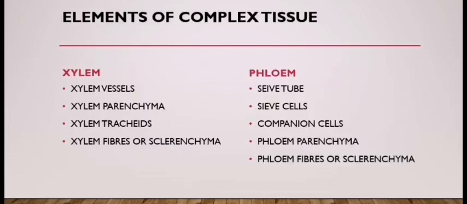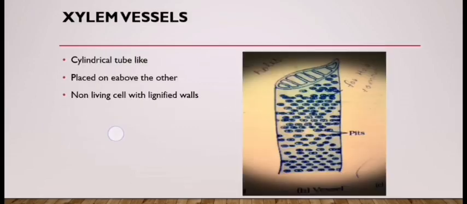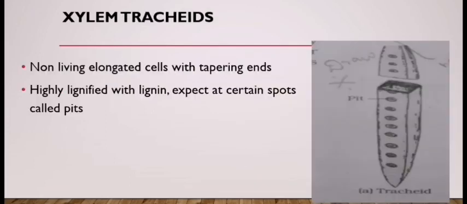Now we will start with the explanation of xylem vessels. Xylem vessels are cylindrical and tube-like, placed one above the other, and they are non-living cells with lignified walls. That means they have lignin in their walls. Now xylem tracheates are elongated cells with tapering ends. They are highly lignified, but you can see that there are pits. It is only in this region of pits that the lignin is not present.